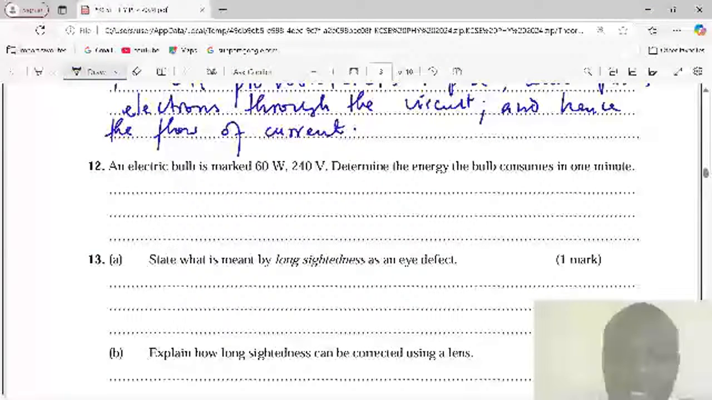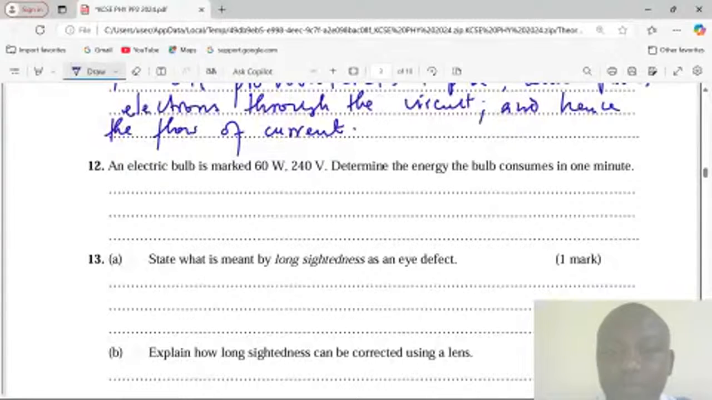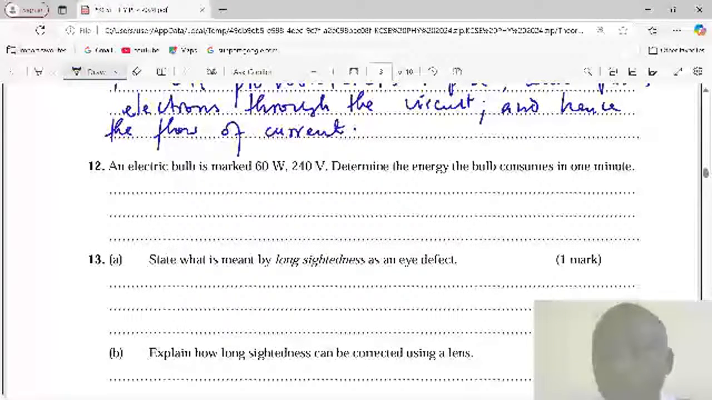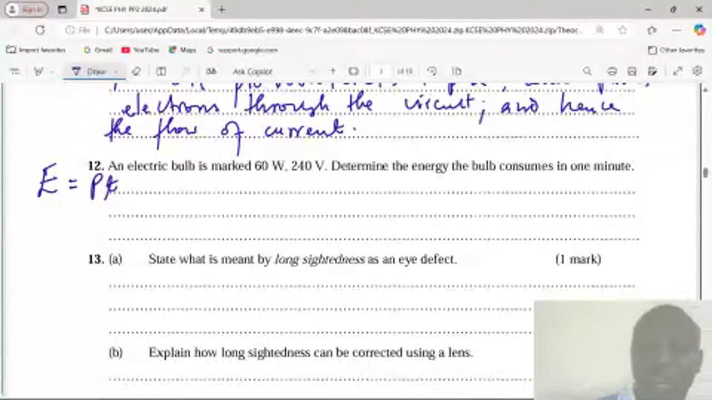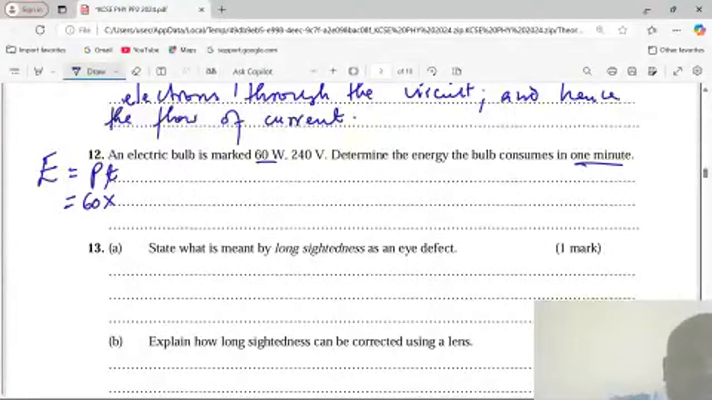An electric bulb is marked 60 watts. Determine the energy the bulb consumes in 1 minute. We know that power times time gives electrical energy, or heat energy, caused by an electric current. So 60 multiplied by 1 minute, which is equivalent to 60 seconds to make them SI units, gives 3600.